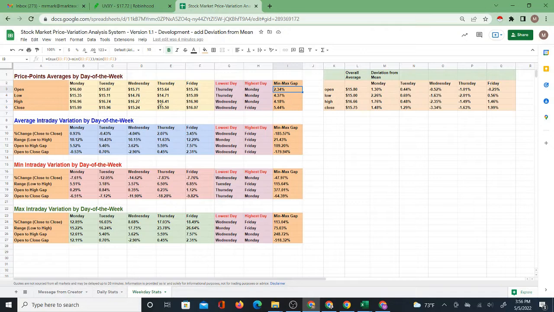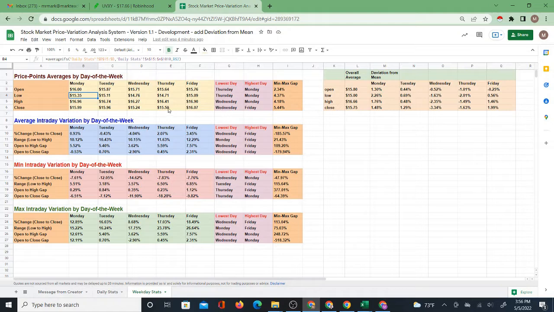And then if we look at the low price, we see that it's basically the same thing. The lowest average is on Thursday, highest average is on Monday. But this gap is even larger, 4.37%. And then we see the high, except the high is a day off. It's Wednesday, Monday instead. So Wednesday has the lowest average price, and then Monday has the highest average price for the high.